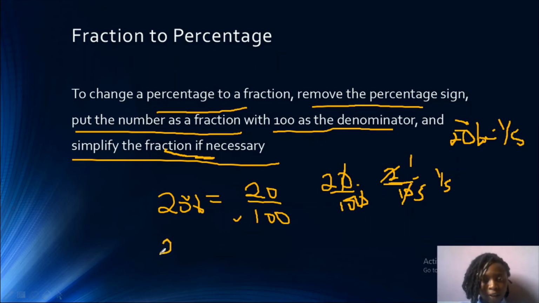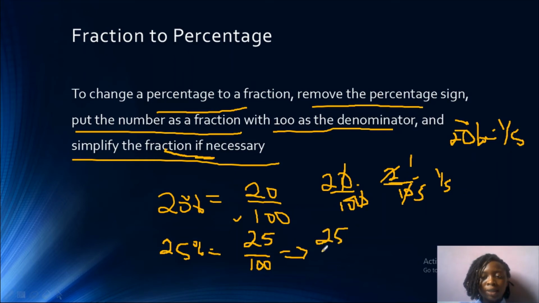Let's take 25%. So 25%, we have 25 over 100. So this implies we do a simplification here. So what can go into 25? 25 can actually go into 100, but I want to do it step by step. So 5 can go into 25 5 times, and 5 can go into 100 20 times.